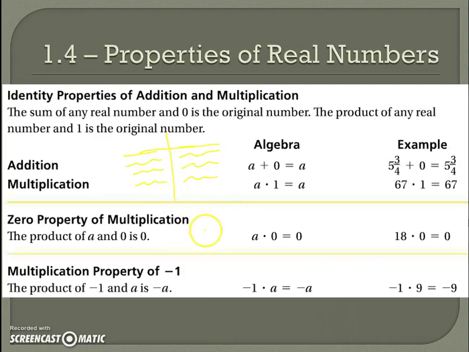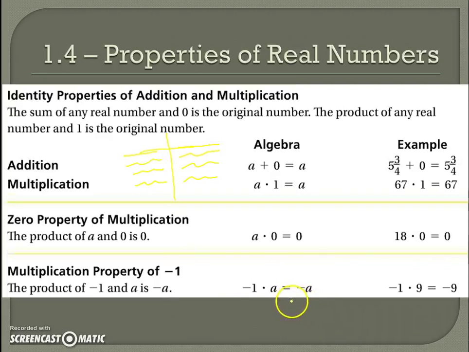The zero property of multiplication, it's a nice property. It's very helpful as you move up through more difficult math classes, because anytime you get a zero multiplied by any value, it becomes zero. So it's kind of like an eliminating property. It's very, very helpful. This one, multiplication property of -1, says that any number multiplied by -1 is its opposite.